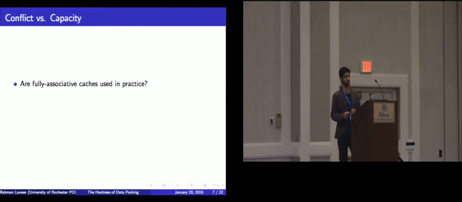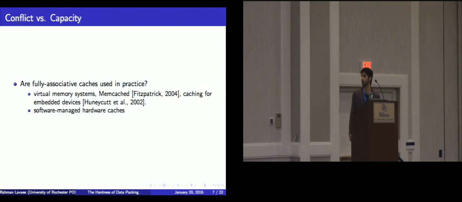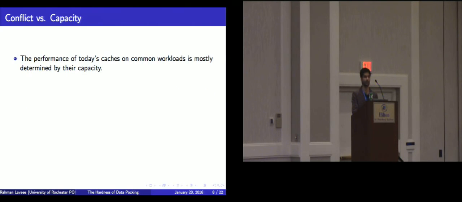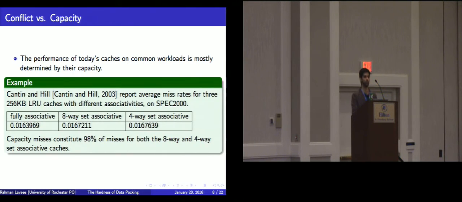And then the first question that comes to our mind is whether these fully associative caches are actually used in practice. We have a lot of software caches that are used. And we also have hardware caches, which are managed with software, that are either nearly fully associative or fully associative. Even if we look at the conventional caches in hardware, we still find that a major portion of the misses actually come from capacity misses, not from conflict misses. On common workloads, 98% of misses for set associative caches actually come from capacity misses.